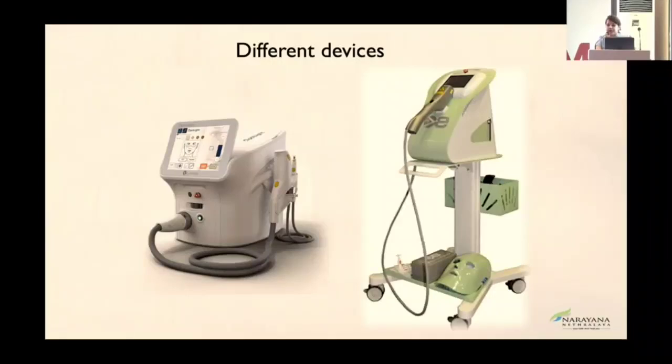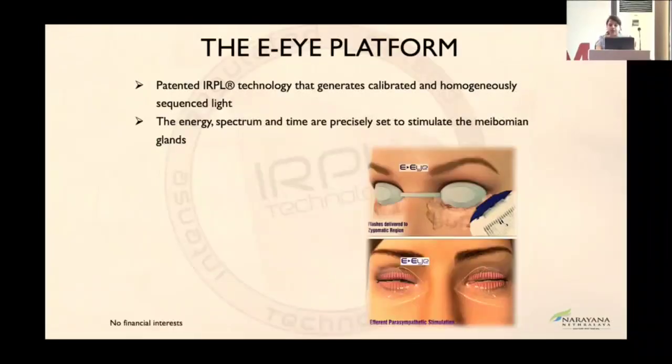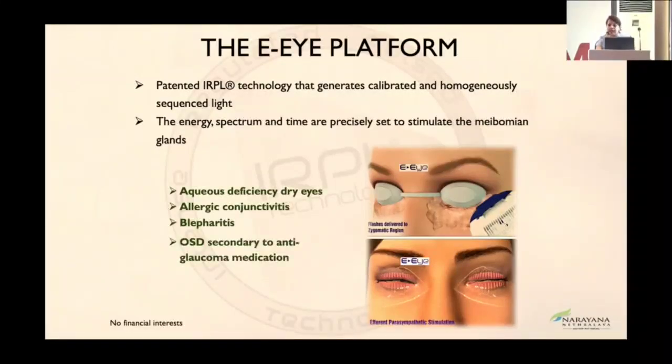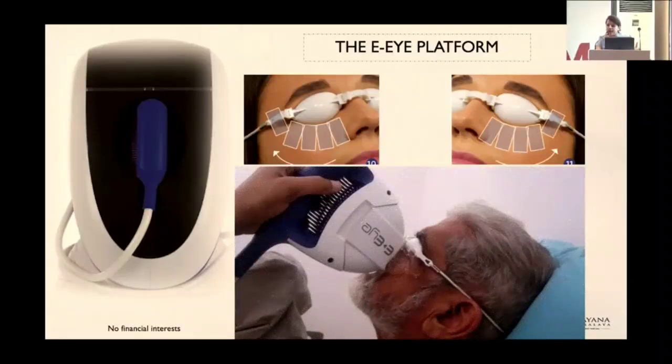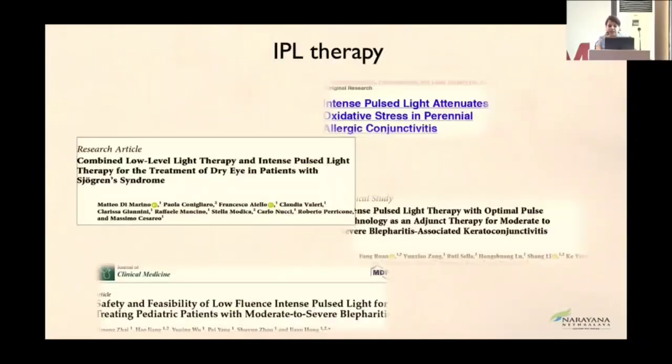Now, different devices are available for IPL therapy. The EI platform has something called regulated pulses, where the energy spectrum is precise to stimulate the meibomian glands. They have also been useful in aqueous deficiency dry eye, allergy, blepharitis, and in OSD due to anti-glaucoma medications. This is a small device where we give shots below the eye, 5 in number on each side, and this is a very easy procedure that can be used in the outpatient department. IPL therapy, apart from meibomian gland dysfunction and Sjogren's disease, can also be used for allergic conjunctivitis, blepharoconjunctivitis, and also in pediatric patients.